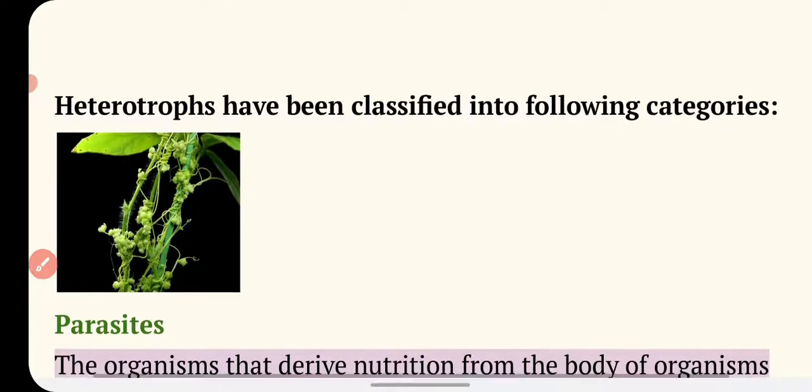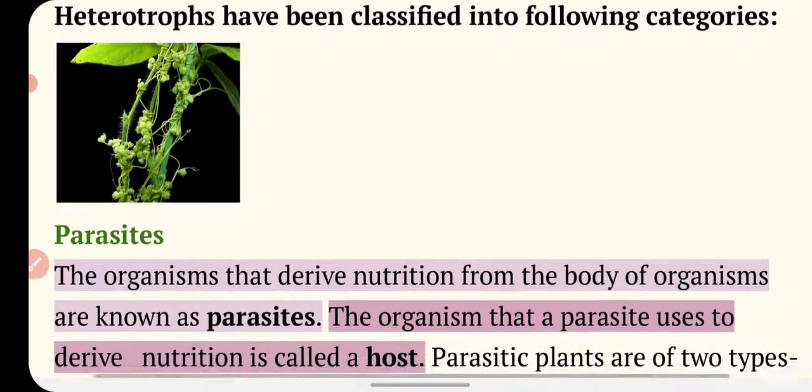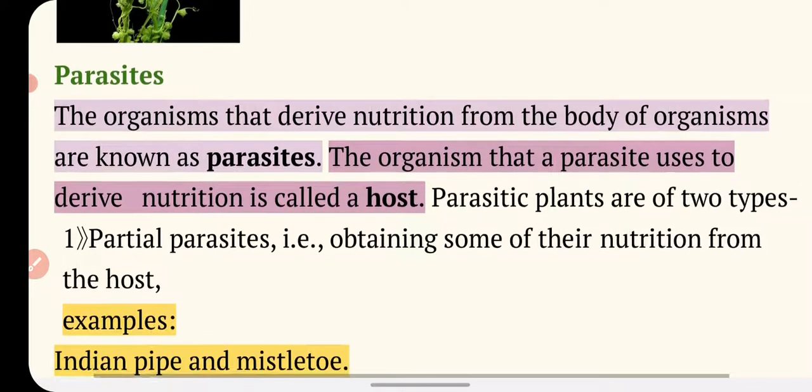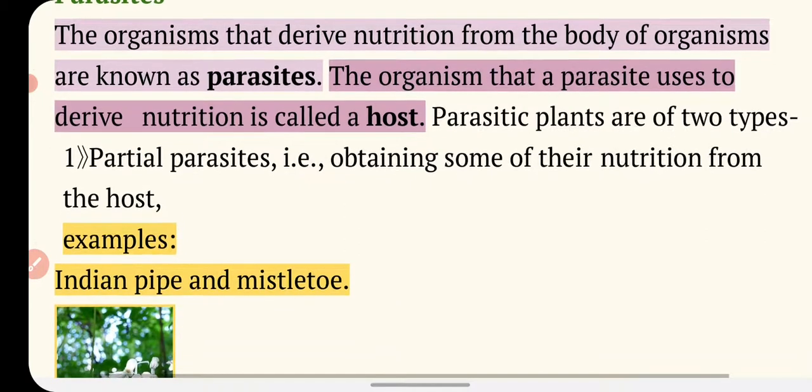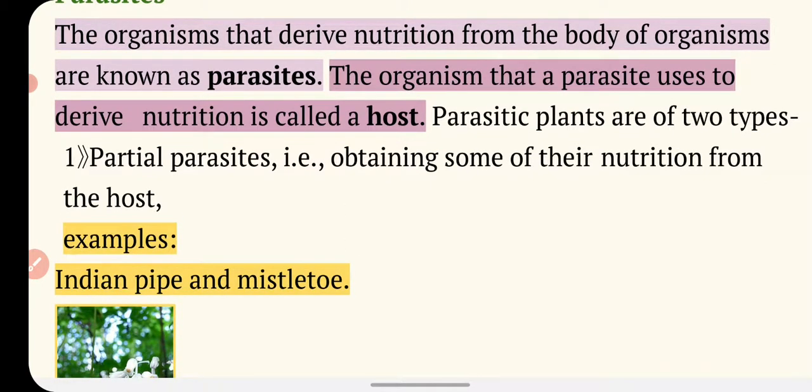Now heterotrophs have been classified into the following categories. There are different kinds of heterotrophs present in this world. So the first one is parasites. The organisms, meaning the plants, that derive nutrition from the body of other organisms are known as parasites. Parasitic plants are those plants that get their nutrition from other living plants, and the organism from which the parasite derives its nutrition is called the host.